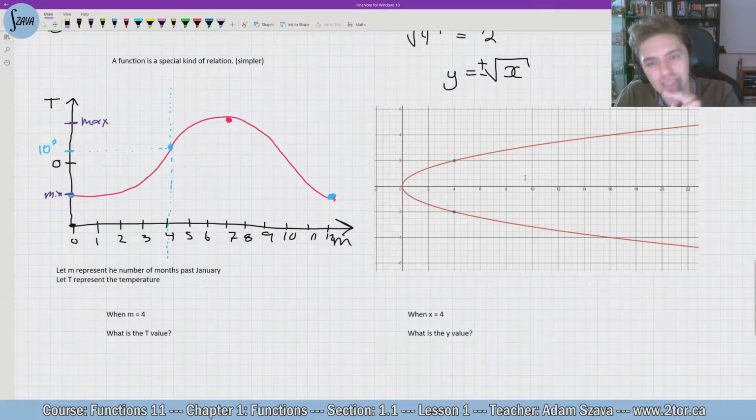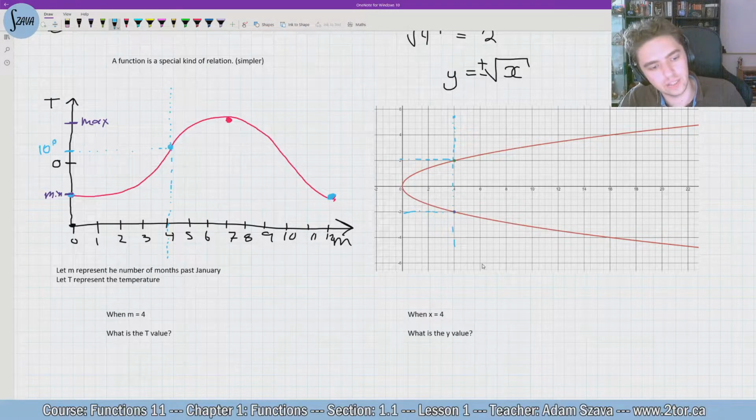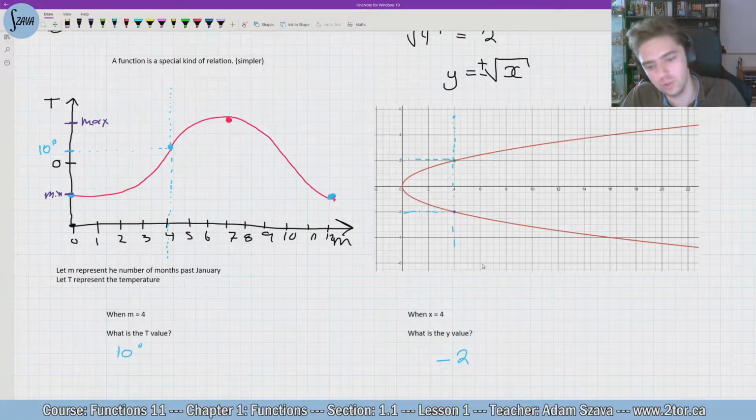But when I take a look at this other relation, when I say when x equals 4, what's the y value? Again, imagine this dotted line when x equals 4, the y value, oh, there's actually 2. There's both. So the answer here was, I'm just going to take a guess, 10 degrees. The answer here was 2 and negative 2.